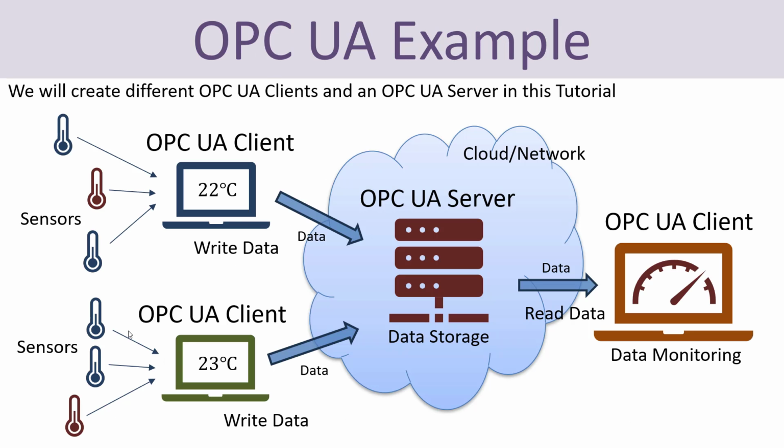Here you see a typical OPC UA example where we have different OPC UA clients and we have an OPC UA server. So in general we can have many OPC UA servers and many OPC UA clients, but typically we have one OPC UA server that is the heart of the system, and then we have different OPC UA clients distributed in a network, and these OPC UA clients, some of them are writing data to the OPC UA server, while others are reading data from the OPC UA server.